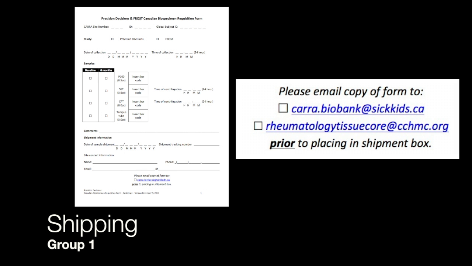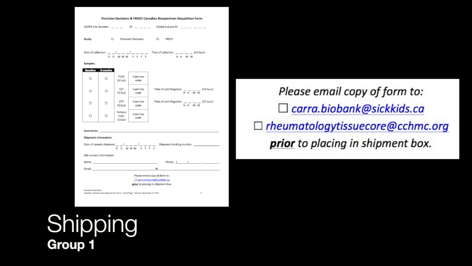Fold and place the completed requisition form in the box containing the sealed blood samples. Place the folded form in the side slot of the sealed blood tubes bag. Send an email notification to the appropriate receiving site to inform them about the sample you will ship. Also attach a copy of the completed requisition form in the email.